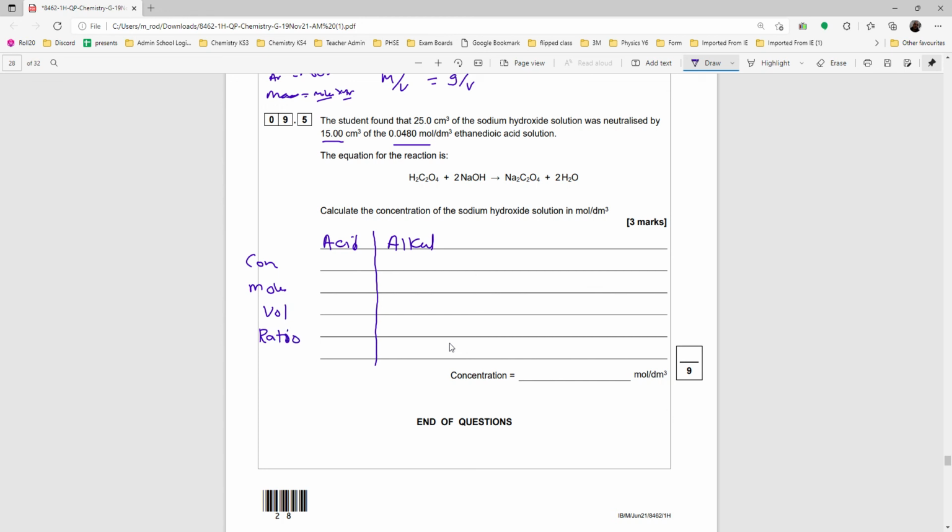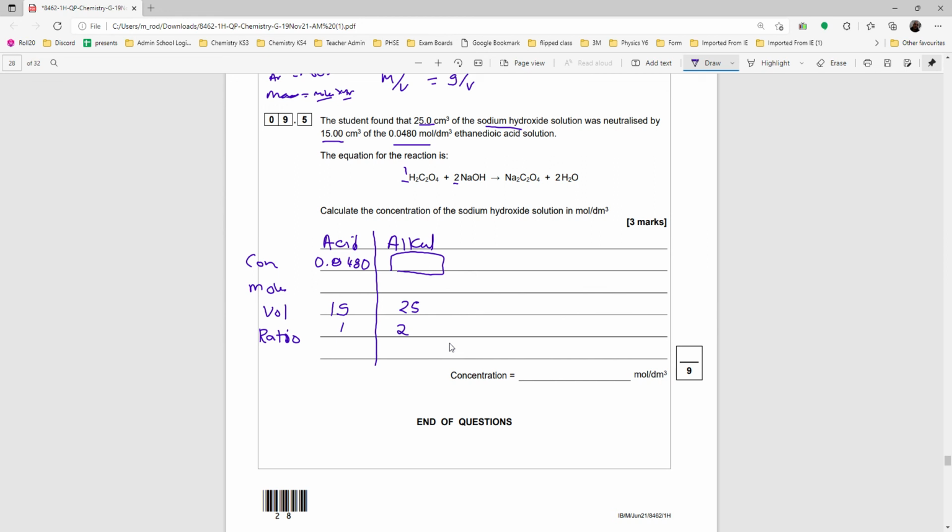Well, first of all, I'm going to come over here and say the student found sodium hydroxide of 25. So volume 25. Then was neutralized by 15 of the acid. Come over here to the volume of the acid, 15. For this concentration of the acid, I can put that over here, which is going to be 0.448. So I'm looking for the concentration of the alkali. To do this, in the last part, sorry, how could I have forgotten my ratio? The ratio is 1 to 2. So for every 2 alkali, I have 1 acid. So I'm going to put a 2 there and a 1 there. For every 1 acid, I have 2 alkali.